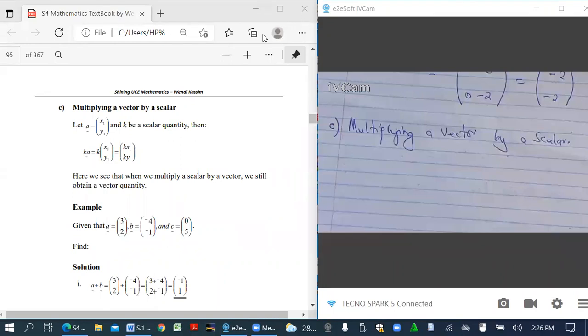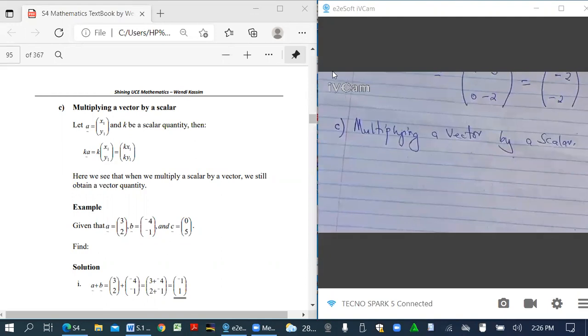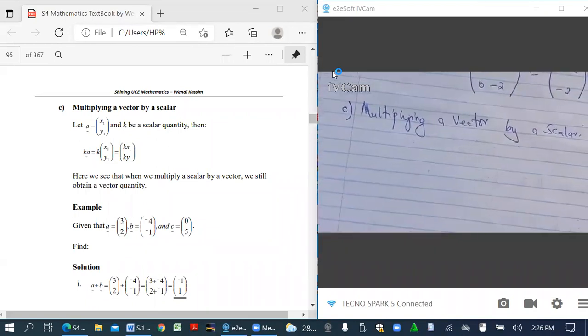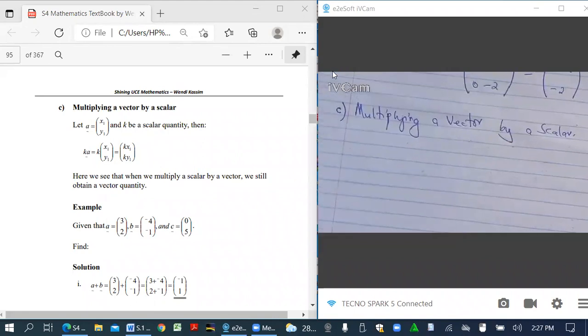A scalar is a physical quantity with only magnitude. With only the what? The magnitude. Have you got it now? Repeat it for us. A scalar is a physical quantity with only a magnitude. Can you clap for Ready? A scalar is a physical quantity with only what? A magnitude and has no direction. Okay? It has no direction.